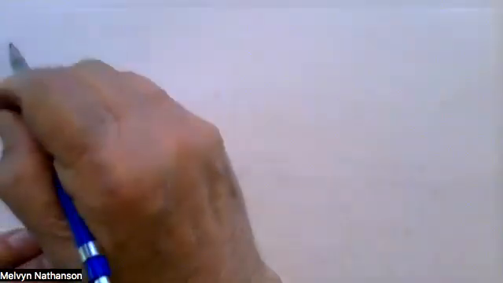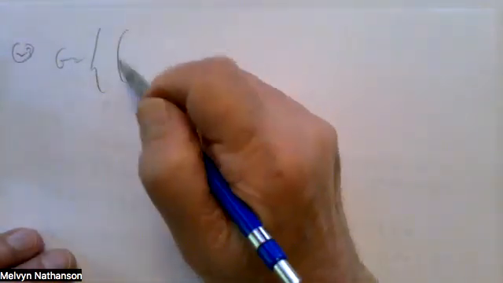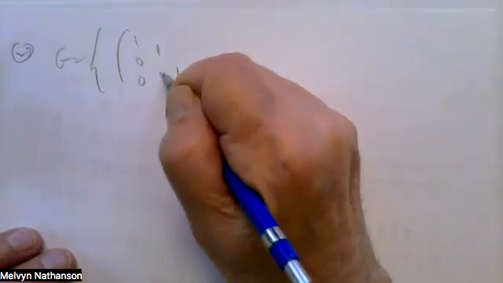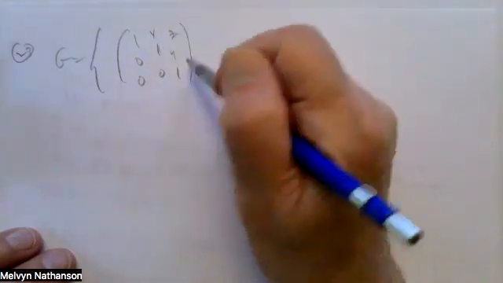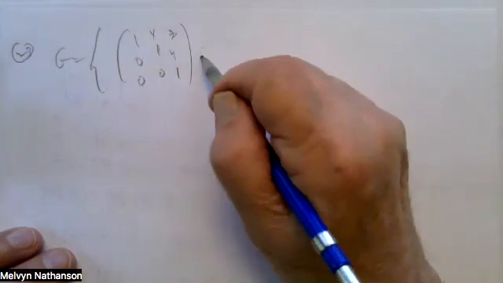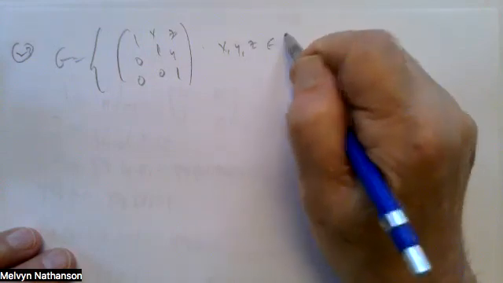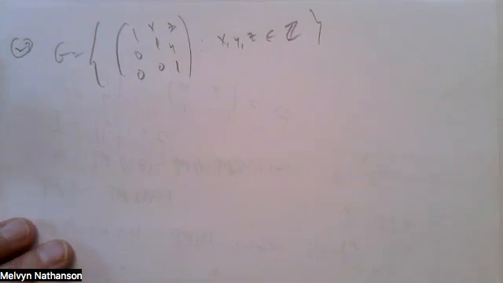Number 23. 23 is another set of 3 by 3 matrices. It's all matrices with ones down the diagonal, zeros below the diagonal, and any numbers at all above the diagonal. So it's all matrices of this form where x, y, and z are integers.